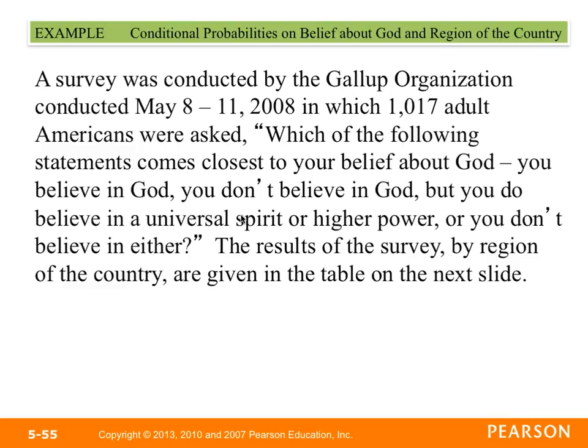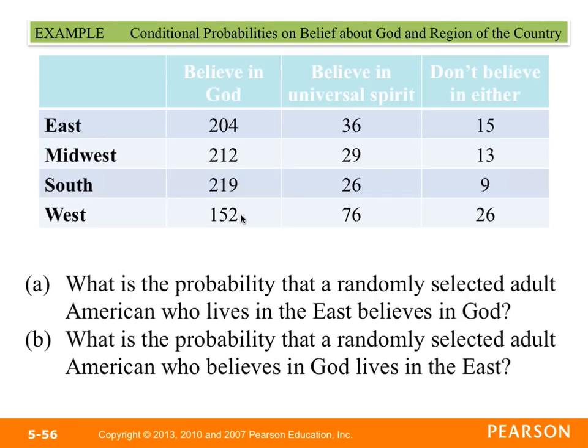A survey was conducted by the Gallup organization in May of 2008, in which about 1,000 adult Americans were asked the following question. Which of the following statements comes closest to your belief about God? You believe in God, you don't believe in God but you do believe in a universal spirit or higher power, or you don't believe in either. The results of the survey by region of the country are given in the table on the next slide.